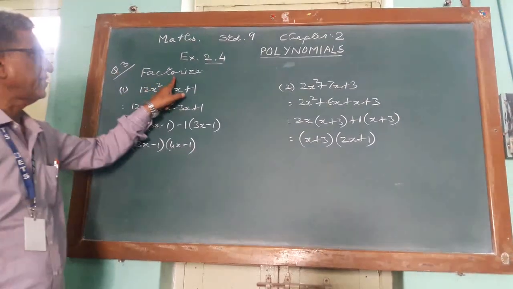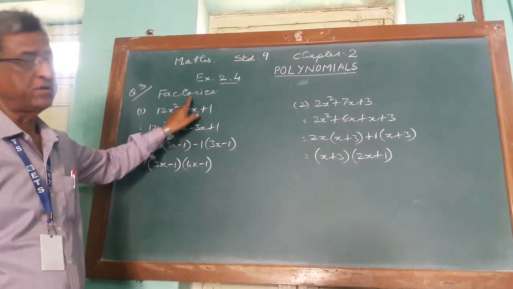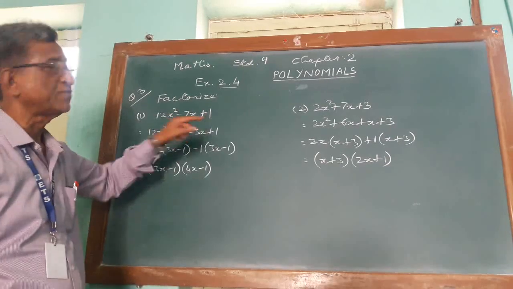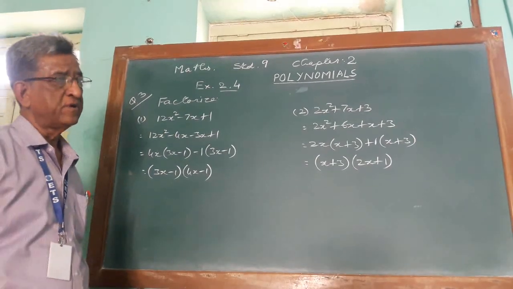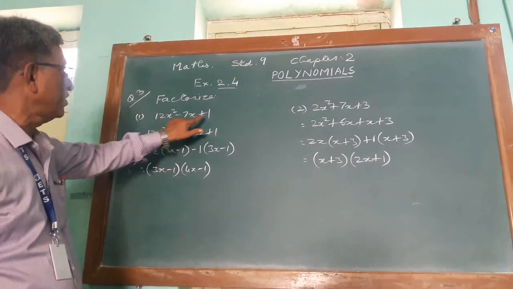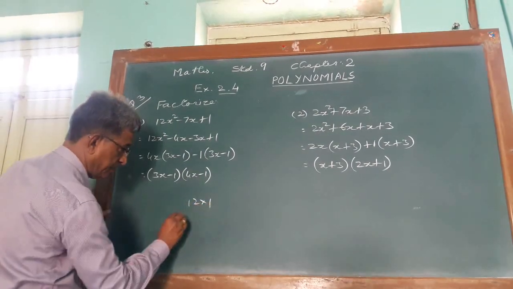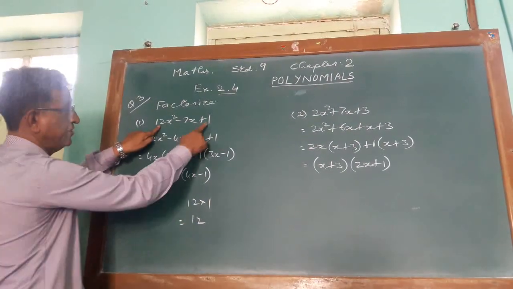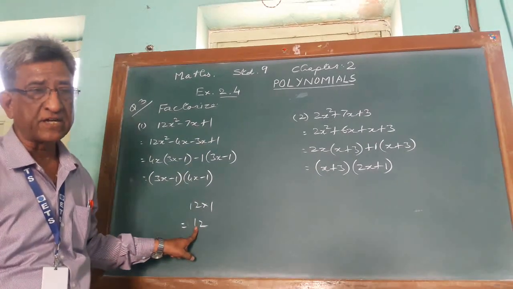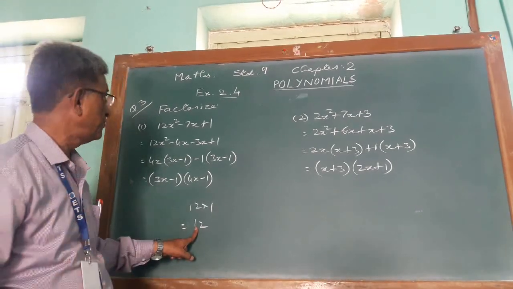Question 3, factorize. So you have to factorize the given polynomial. Here question 1, 12x square minus 7x plus 1. So you have already studied this method in 8th standard. You have to multiply these two coefficients, 1 into 12. 12 multiplied by 1 is equal to 12. Now find the factors of 12 such that if you multiply, you must get 12.